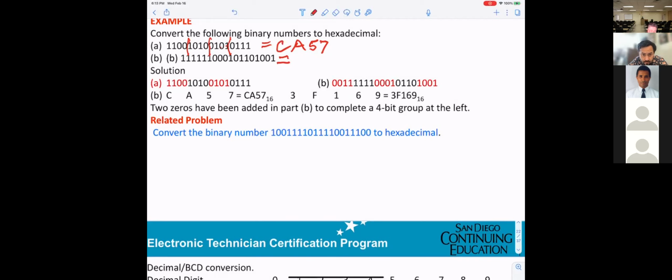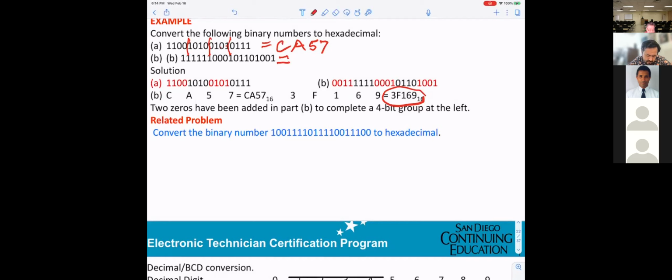What about 3F169? That is right here. But the first 4 bit is 9, and the next one over is 6. Next one over is 1. Next one over is F. Then the next one over is 3. Okay, the equivalent in the hex will be 3F169.